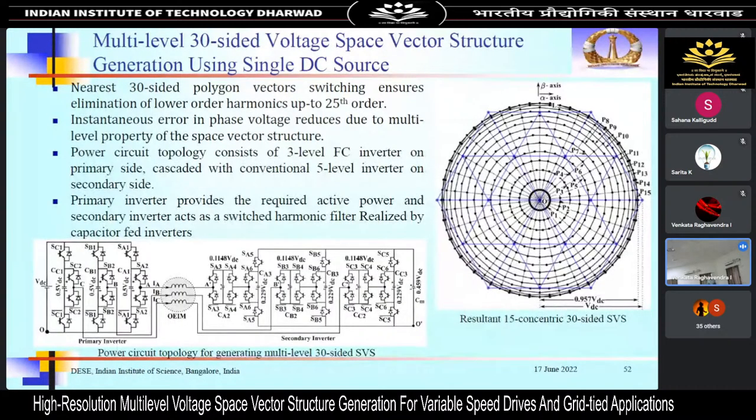Then we increase to 30 sided. Okay, multilevel 30 sided also. This is one DC link. These are all capacitor producers. That means the multilevel structure is replaced with them. And instead of multiple DC links, it is replaced with switch capacitors. Well, capacitor bridges. So that is how we get multilevel from a single DC link. But the proper selection of this voltage.